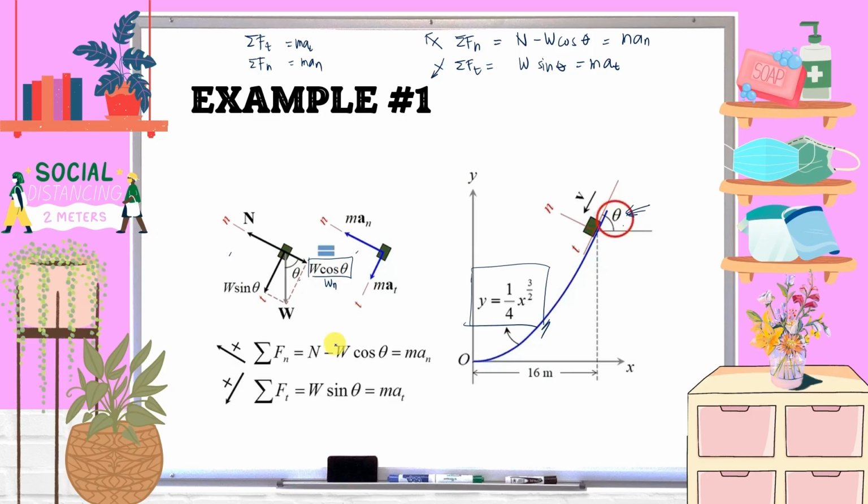So based on this equation, let's identify what are all the givens and what are all the unknowns. N is unknown. W is given using the mass of the crate, which is 10 kilograms. Therefore, we will use the gravitational acceleration, approximately 9.81 meters per second squared. We don't know the angle theta, but we can calculate that later. Likewise, we don't know a sub n, but we can calculate a sub n equals v squared over rho.